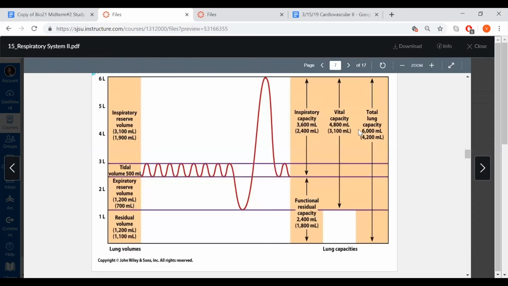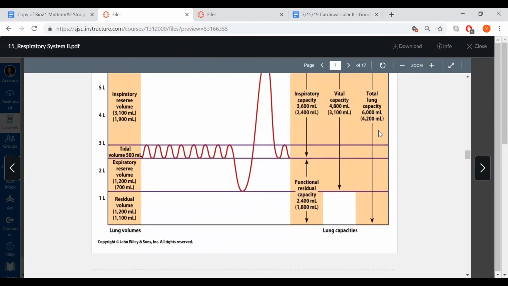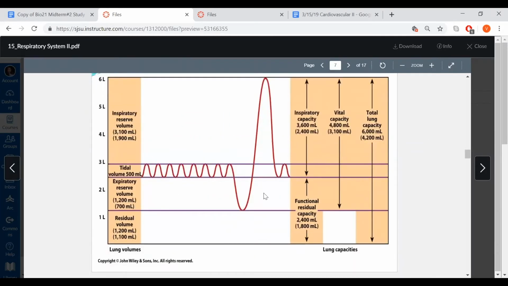Okay, and then the vital capacity is the amount of air that can be inhaled or exhaled in a single breath. So just one breath, and like the maximum amount of air. And then the total lung capacity is the vital capacity plus the residual volume. So this is basically how much air your lung can hold, like if it's to the max or to the minimum.